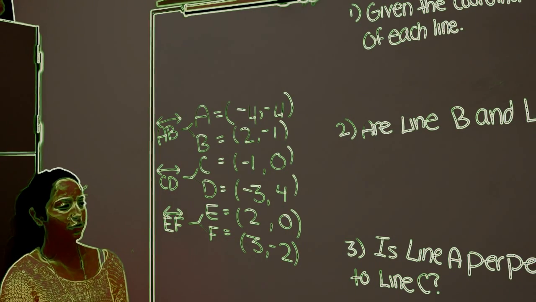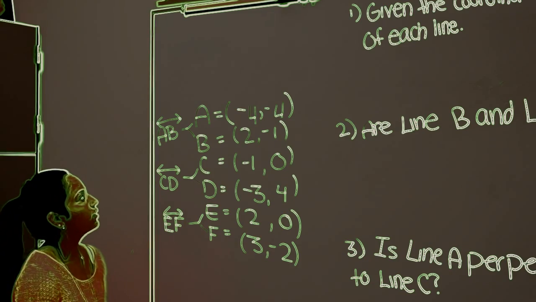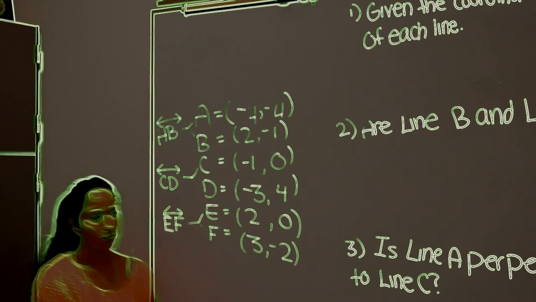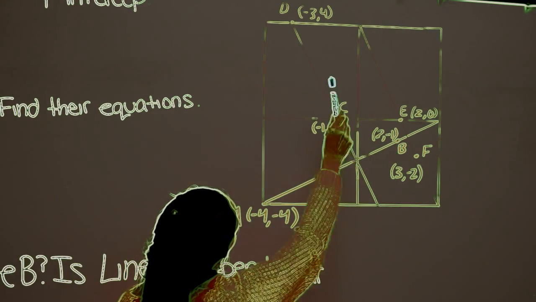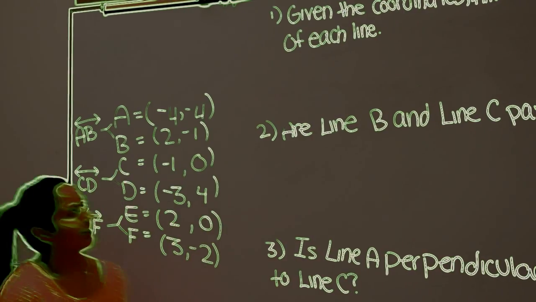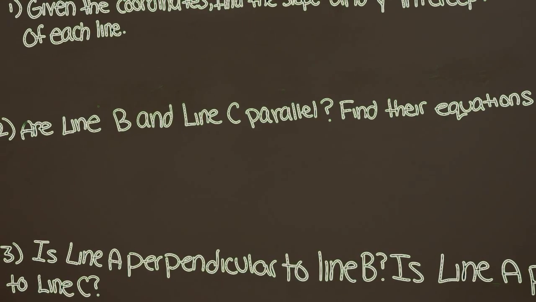Our topic is finding equations for parallel and perpendicular lines. Here we have our lines, A, B, C, D, and E, F. We can find these in the graph. Here's A, B, C, D, and E, F. Our first question says, given the coordinates, find the slope and y-intercept of each line.